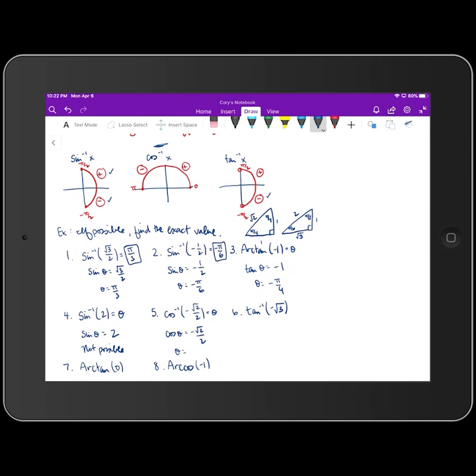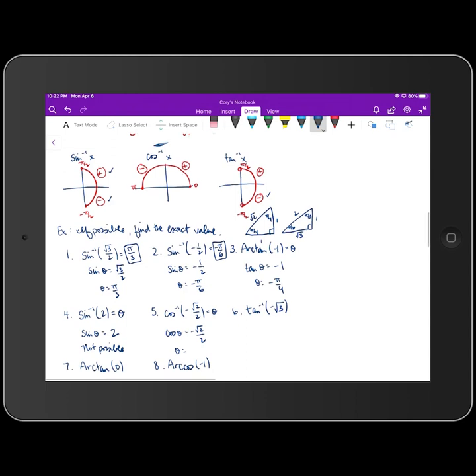So the angle in quadrant 2 with reference angle pi over 4 would be pi minus pi over 4, which is going to make that angle 3 pi over 4. So that's what the inverse cosine of negative rad 2 over 2 is. It's going to be 3 pi over 4.